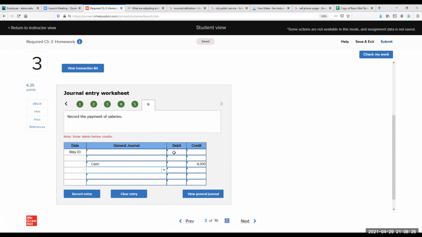But 3,600 of it was for 2 days. And then 5,400 is for the other days. So this is the wage expense for the other 3 days. And then you get rid of the salaries payable for the 2 days. So they got to add up 5,400 and 3,600 to 9,000. You got to give them cash.